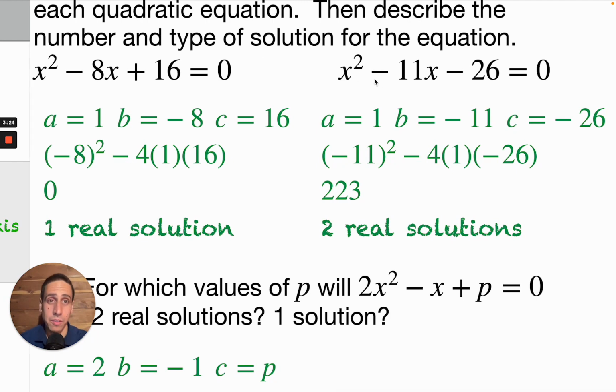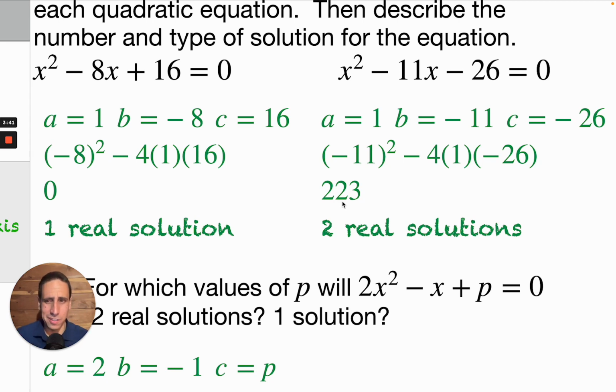Contrast that with this: x squared minus 11x minus 26 equals 0. A is equal to 1, b is equal to negative 11, c is equal to negative 26. You get negative 11 squared minus 4 times 1 times negative 26. Both of these turn into positive numbers, and you add them up, you get 223. You take the square root of 223.